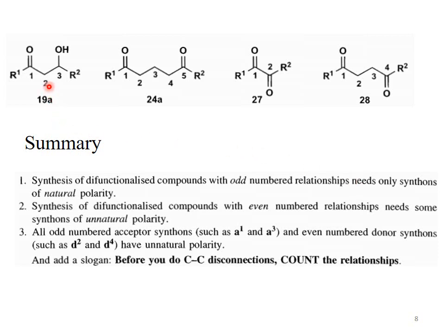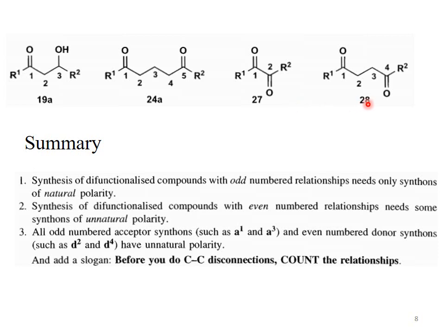See the compound 19A. This compound is a hydroxyl ketone and it possesses a 1,3 difunctionalized relationship, I mean an odd number relationship. See the 24A, it's a dicarbonyl compound and it has a 1,5 dicarbonyl relationship. And see compound 27, it's a dicarbonyl compound, but the relationship between the two functional groups is 1,2. So we can say this is a 1,2 dicarbonyl compound, or a compound possessing a 1,2 relationship.